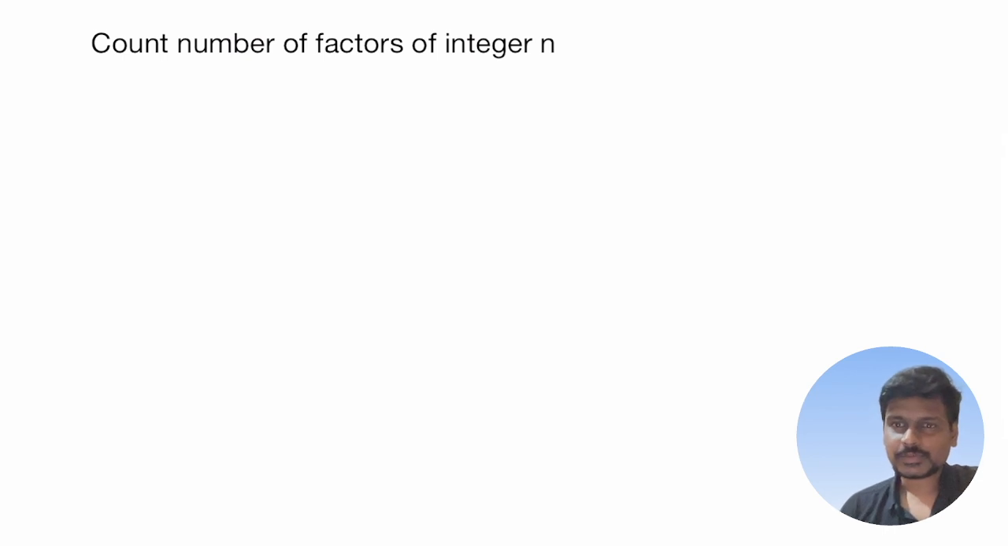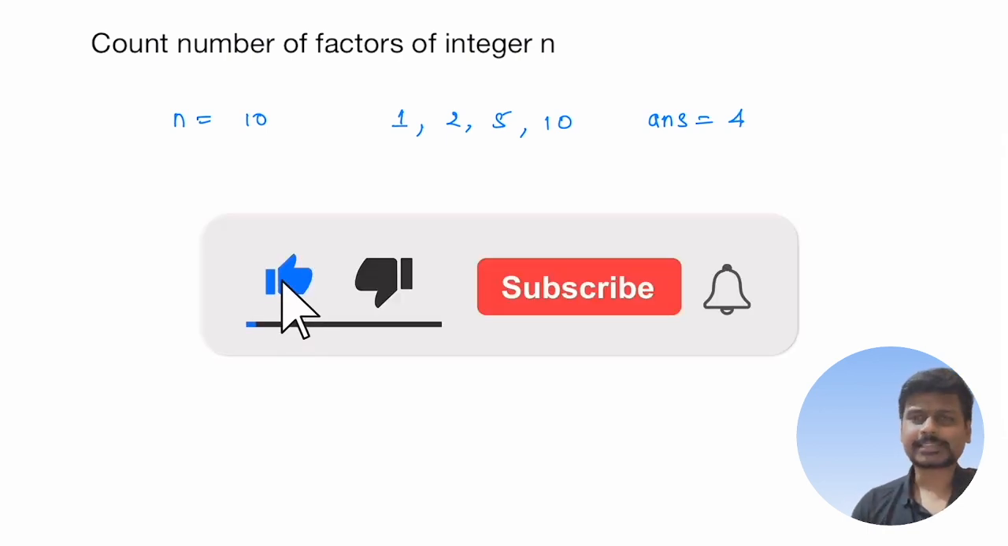Hello everyone. So the question today that we are solving is count the number of factors of integer n, right? Suppose, let's say, n is given as 10, then how many factors do we have for it? So it will be 1, 2, 5 and 10 itself, right? So the total number of factors will be 4. So the answer is 4.